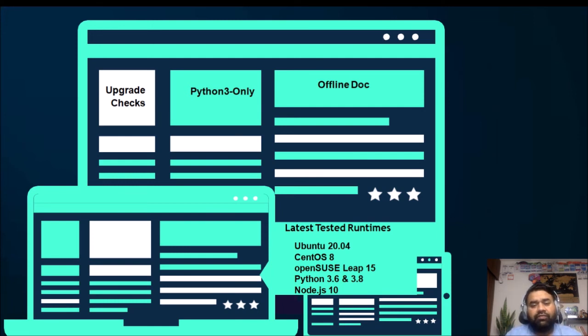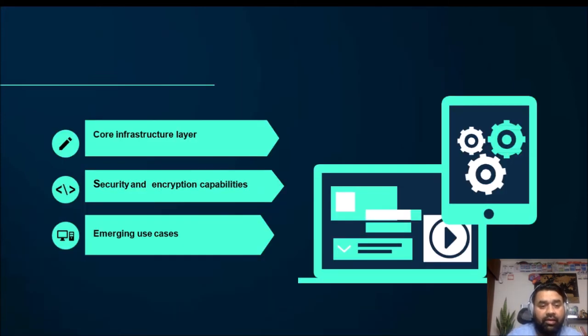And at the bottom, if you see the latest tested runtime, these are our latest tested runtimes. We test upstream code on Ubuntu 20.04, CentOS 8, openSUSE 15, and we have unit test jobs running on Python 3.6 and Python 3.8, and Node.js 10 for all our JavaScript things. And these are the main features we have recently released in the U release.